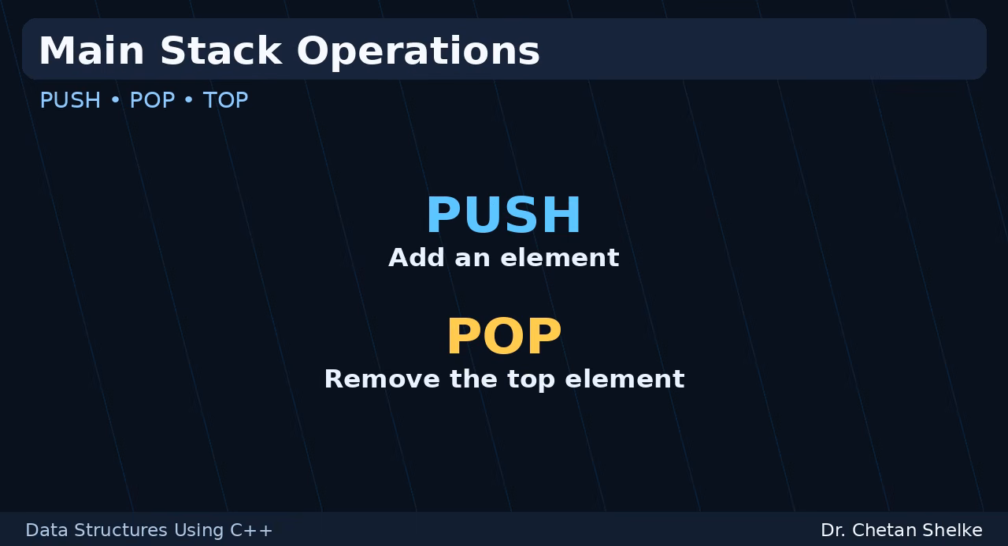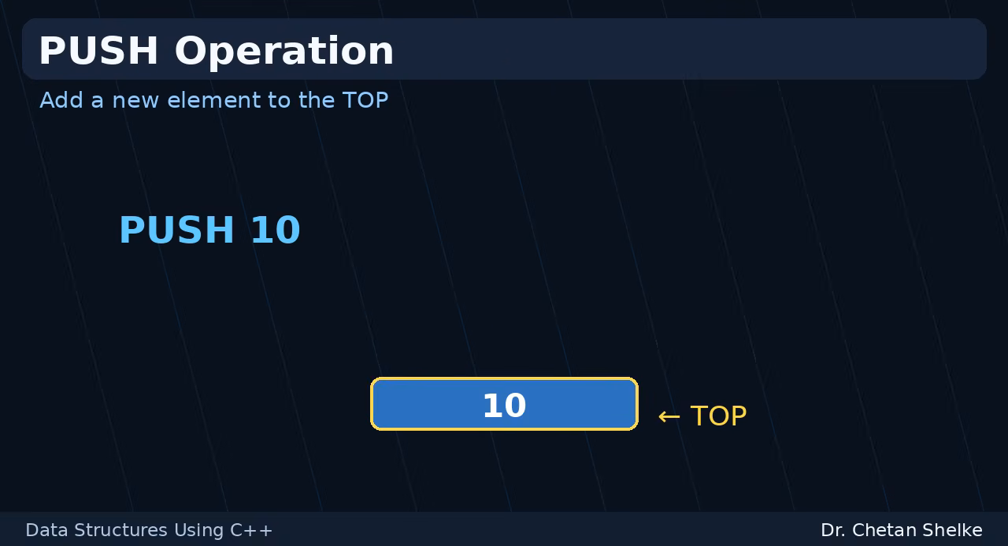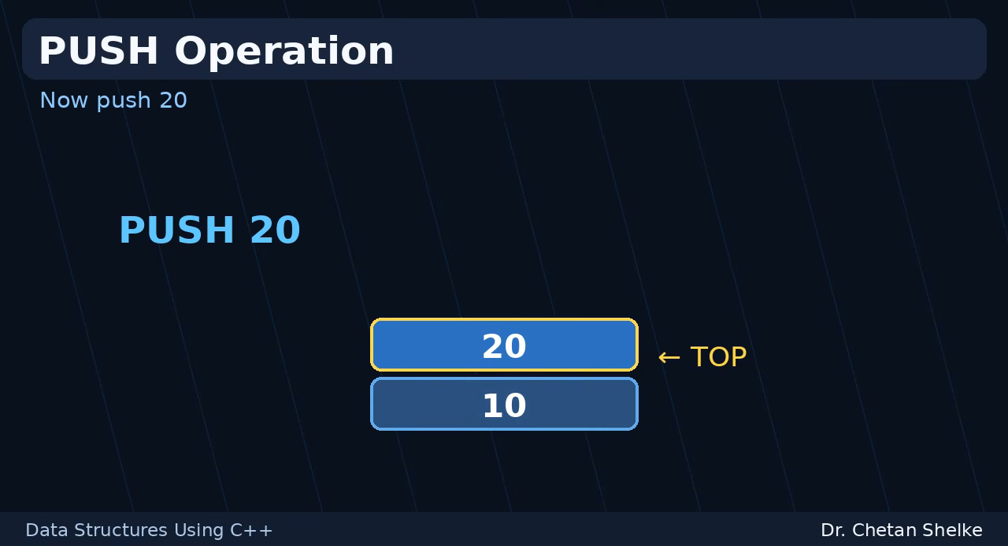So what are the different operations? The first operation is the push operation. Push means adding a new element to the top of the stack. Suppose I push 10, 20, then 30. Now 30 is at the top.